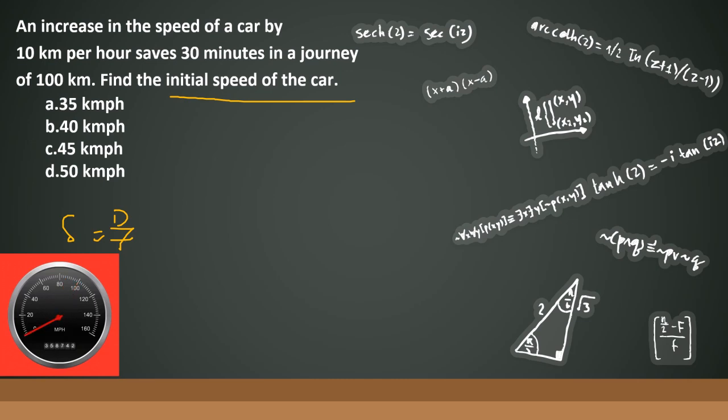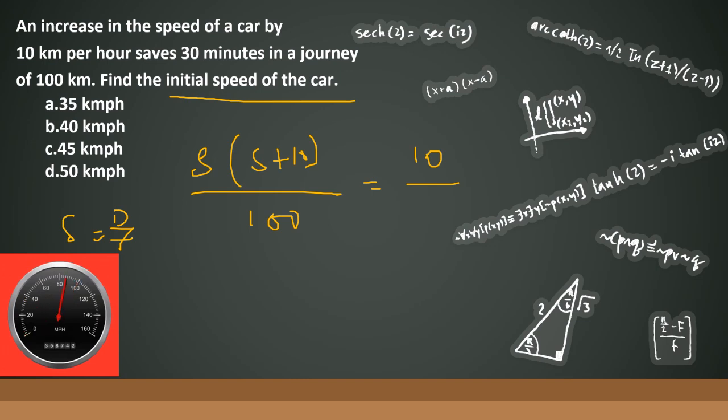So A says the product of speed. So let's take S into S plus 10. So product of speed divided by distance. Distance we know, which is 100, will be equal to difference in speed, which is 10, divided by difference in time, which is 30 minutes. So 1 by 2 hours. So I have to take everything in hours, because here it is 100 kilometers and here it is S plus 10 kilometers per hour. So it's better I take in hours. So hours is half an hour.